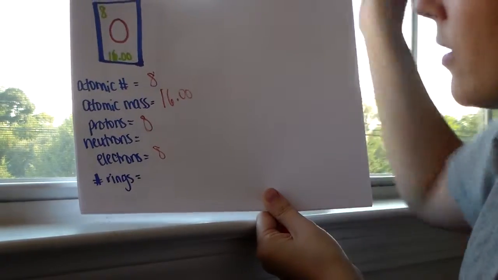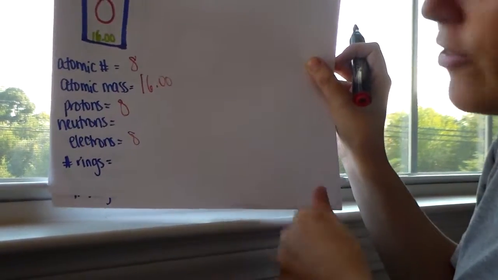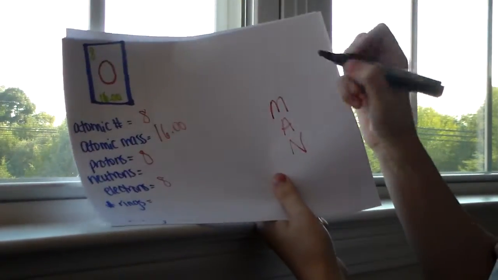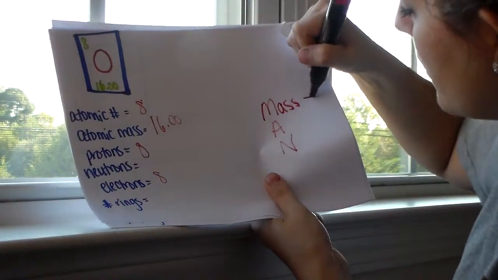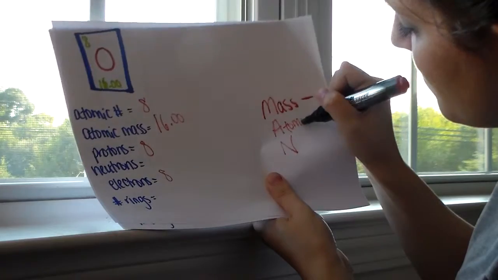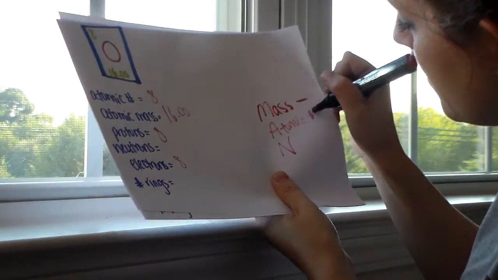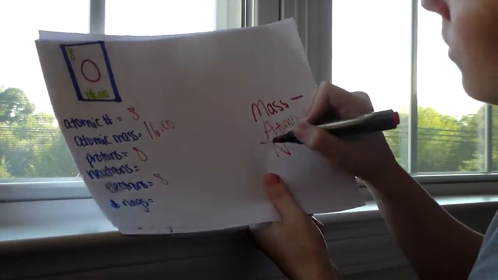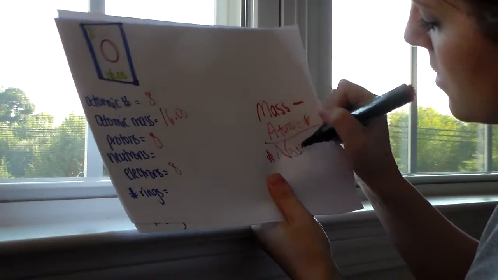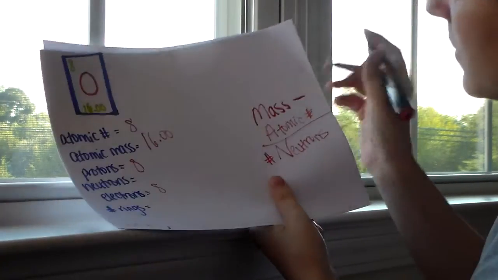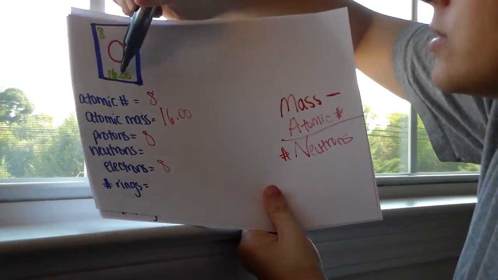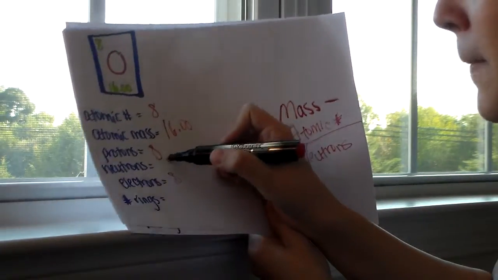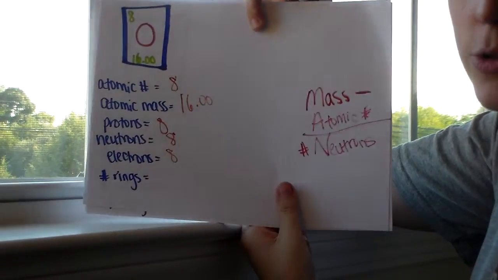And your neutrons, if you have trouble remembering how to do neutrons, I have a little acronym. It's called MAN. And it stands for this: mass, from your atomic mass, we're going to subtract your atomic number, and that's going to equal the number of neutrons. So neutrons is mass minus atomic number. So 16 minus 8 is 8. So oxygen also has 8 neutrons.